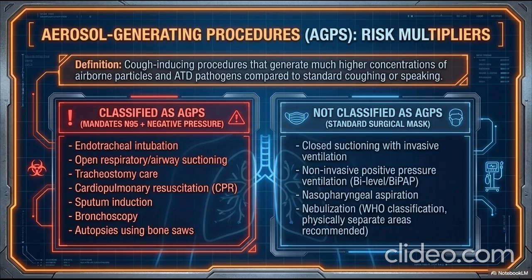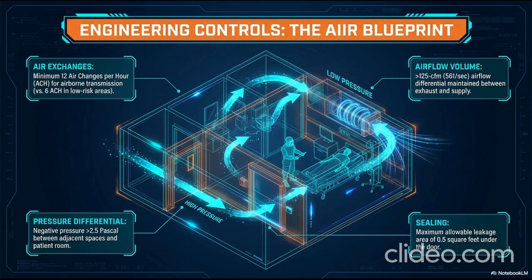Slide 11. AIIR adjuncts, filtration, and UVGI. When mechanical ventilation cannot meet the 12 ACH standard, we utilize adjuncts. HEPA filtration is required for air exhausted directly to the outside. Upper room ultraviolet germicidal irradiation, or UVGI, creates a violet kill zone above 2.5 meters. For UVGI to be effective, lamps must be checked every 6 months, and the air must be mechanically moved through the irradiation zone to ensure a 99% kill rate for M. tuberculosis within 2 minutes.